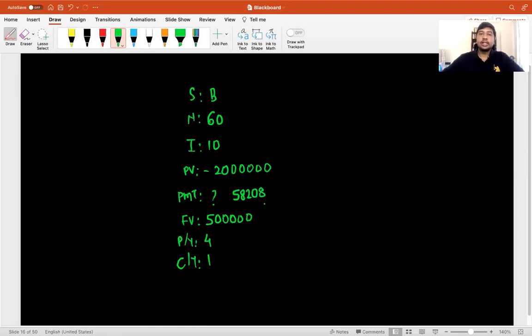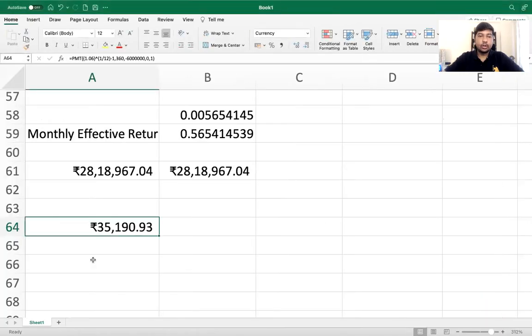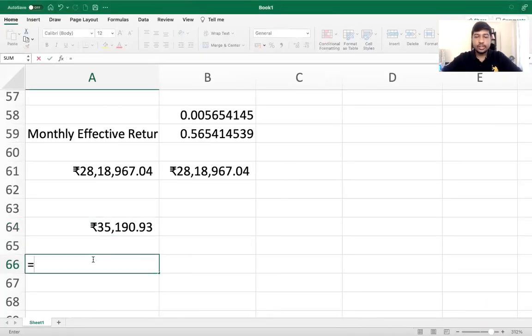Now, can we do this in Excel? Of course, yes. Anything that can be done in the calculator can also be done in Excel. So how do we do this? PMT, open the bracket, 1 plus 10% is 1.10. Do a raise to 1 by 4 now. Why 1 by 4? Because you need to match the effective return matching the cash flow frequency.